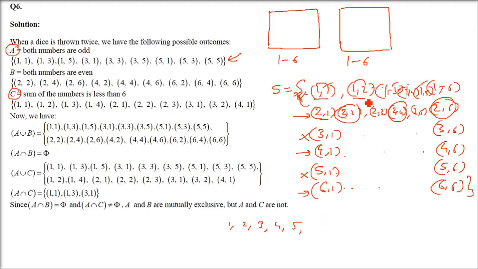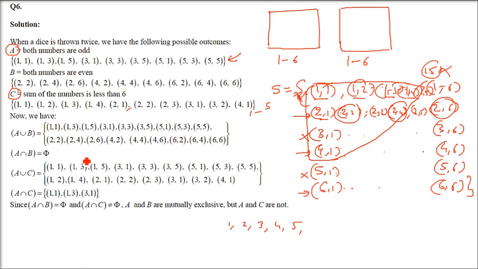So (1,1), (1,2), (1,3), (1,4), (1,5). (1,6) will not come. (1,5) will also not come because 1+5 is 6 and 1+6 is 7. So there will be an upper triangle formed: all these numbers, (2,1), (2,2), (2,3), (3,1), (3,2) and (4,1). This is the triangle I am talking about, and all these numbers will have a sum less than 6. Okay. So it has to come below 6.